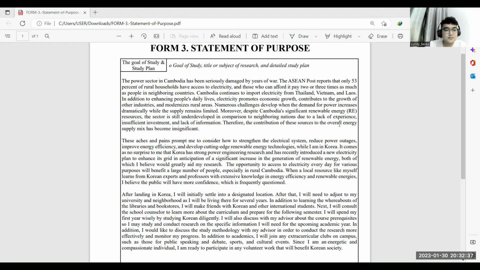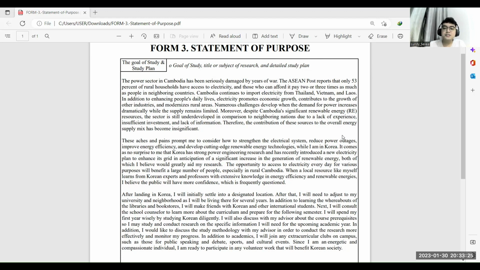The power sector in Cambodia has been seriously damaged by years of war. The ASEAN Post reports that only 53% of rural households have access to electricity, and those who can afford it pay 2 or 3 times as much as people in neighboring countries. Cambodia continues to import electricity from Thailand, Vietnam, and Laos. In addition to enhancing people's daily lives, electricity promotes economic growth, contributes to the growth of other industries, and modernizes rural areas. Numerous challenges develop when the demand for power increases dramatically while the supply remains limited.